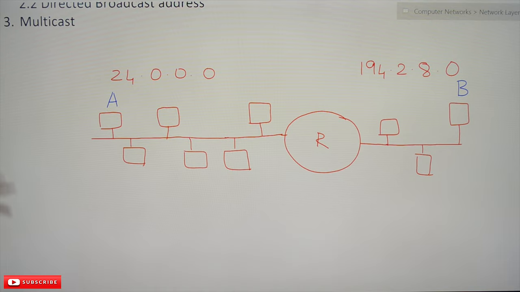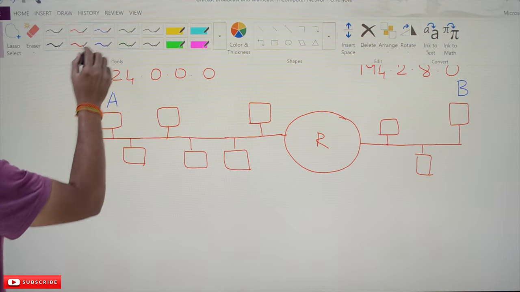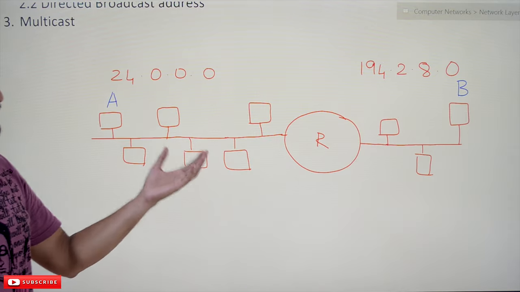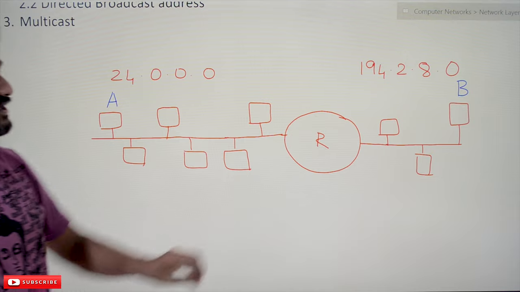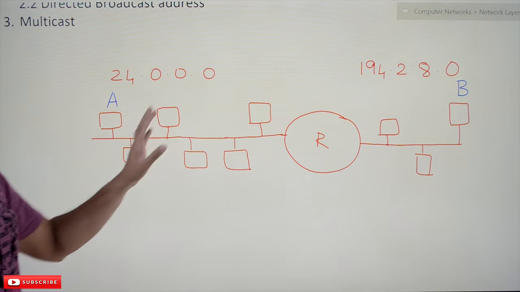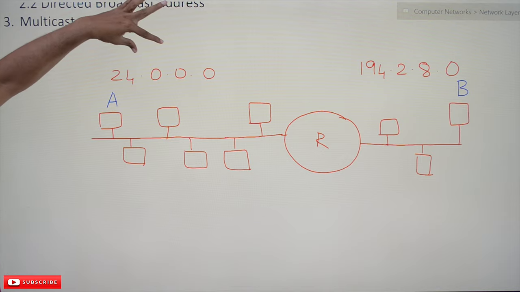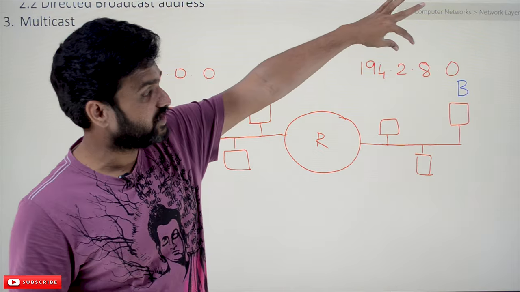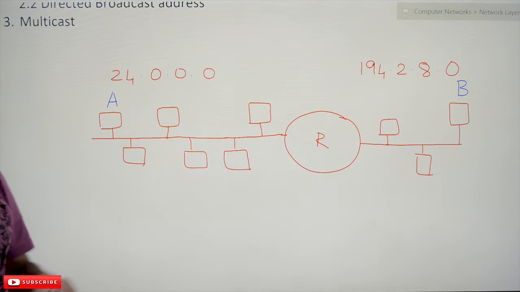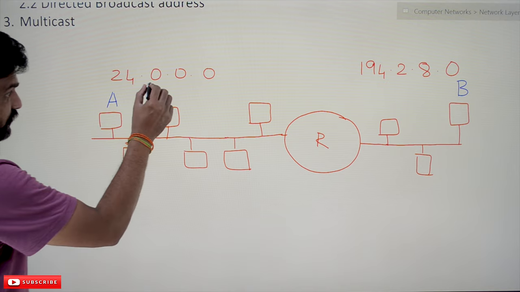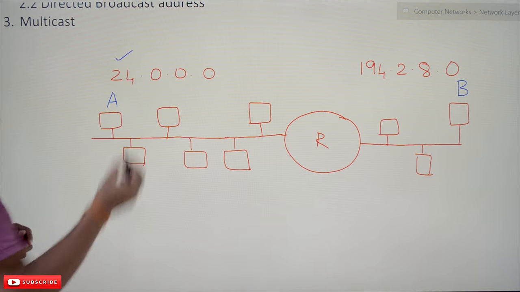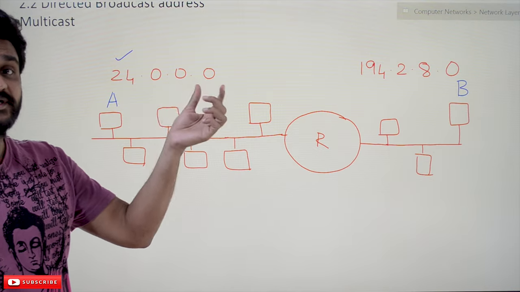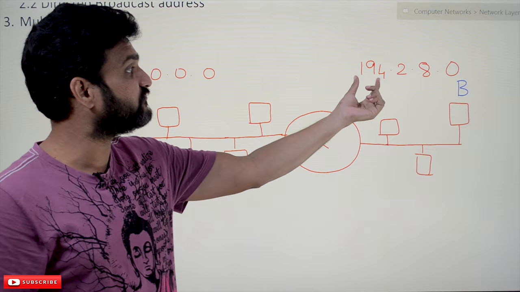So we have taken a sample network. In this sample network, we have taken these two networks. These two are different networks, and they are interconnected through this router, and A and B are the systems within these two networks. And this is the network address of this network, and this is the network address of this network. So what kind of class is it? The first octet is 24, meaning it is a class A address, and here we have 194.